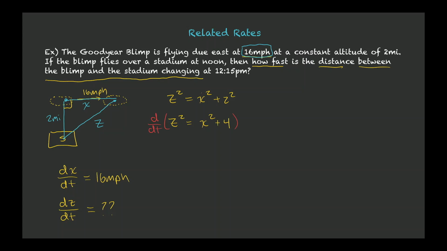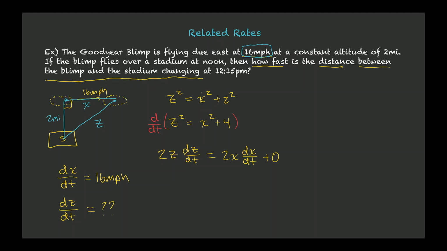Now, remember, when you're taking this derivative with respect to time, you're going to have to use the chain rule. So you'll use your normal power rules. For example, the derivative of z squared is 2z, but whenever you take the derivative of a variable, you're going to tack on dz or dx or dy dt. On the other side, the derivative of x squared is 2x, and again, we need to tack on dx dt. Finally, the derivative of 4 is just 0, which you don't have to write, but I will write there plus 0 just so you see where it went.